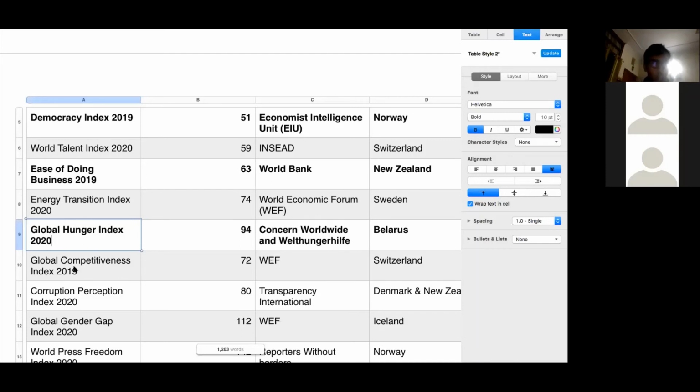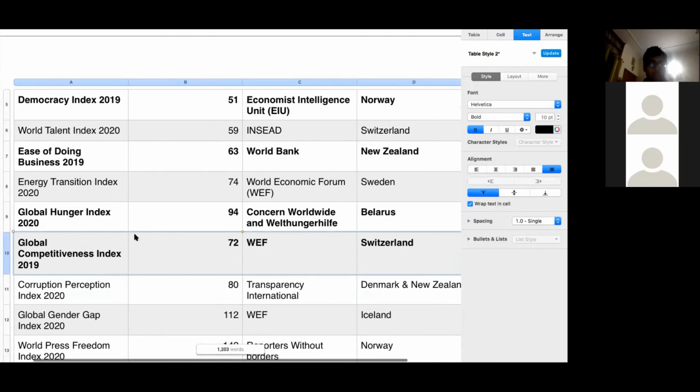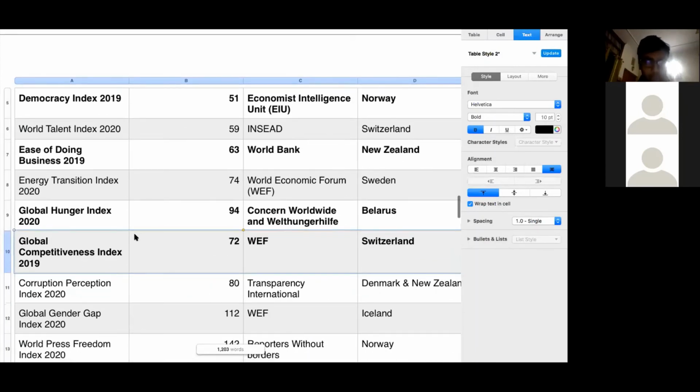Now we come to Global Competitiveness Index, again a very important index, particularly for people who are going for MBAs and people who are interested in business analysis and economic analysis. According to the Global Competitiveness Index 2019 ranking, that's the latest ranking that is available, India is ranked 72. Once again, this is given by the World Economic Forum, a very important organization.